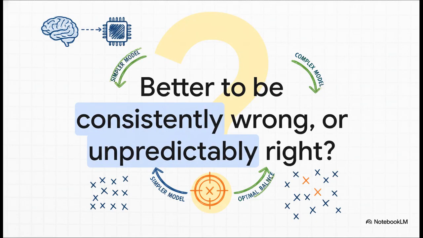And that leaves us with one final, pretty deep question that really goes beyond just machine learning. As we build more and more of these complex AI systems that are shaping our world, what kind of error are we more willing to live with? Is it better for a system to be consistently wrong in a way we can predict? Or is it better for it to be right on average, but with mistakes that are completely unpredictable? The answer, well, it's not so simple.